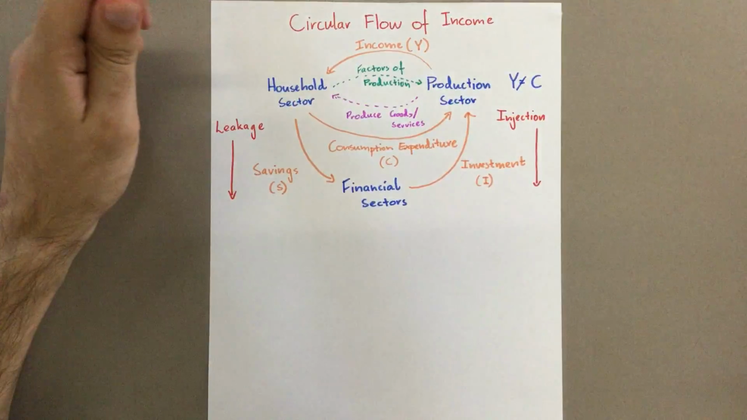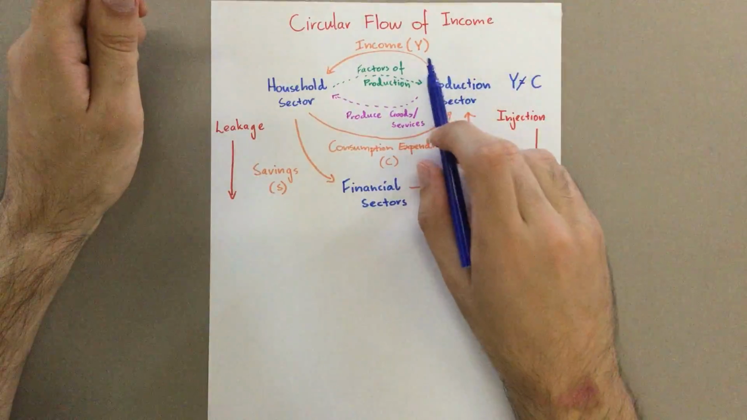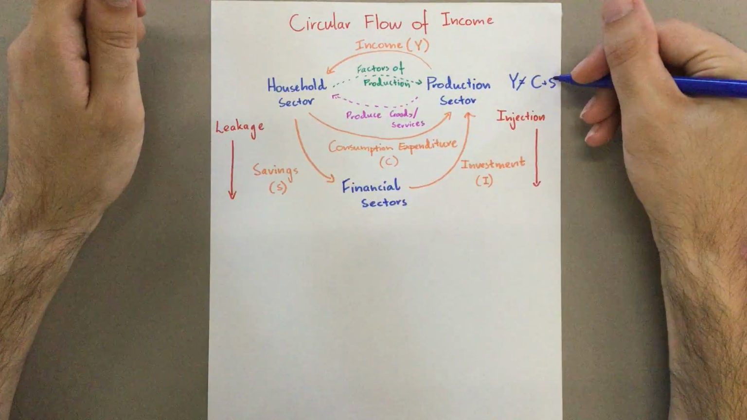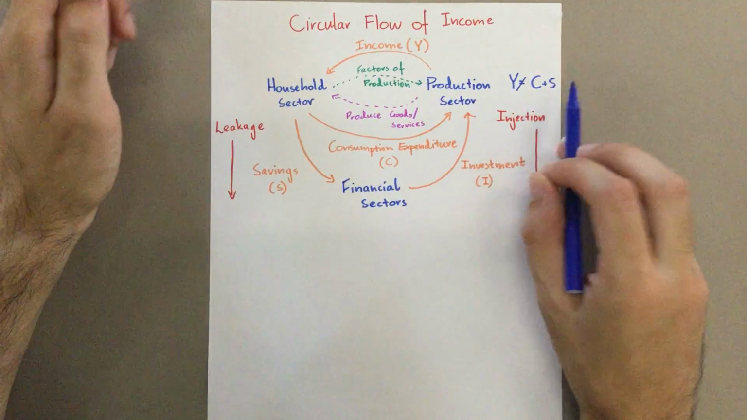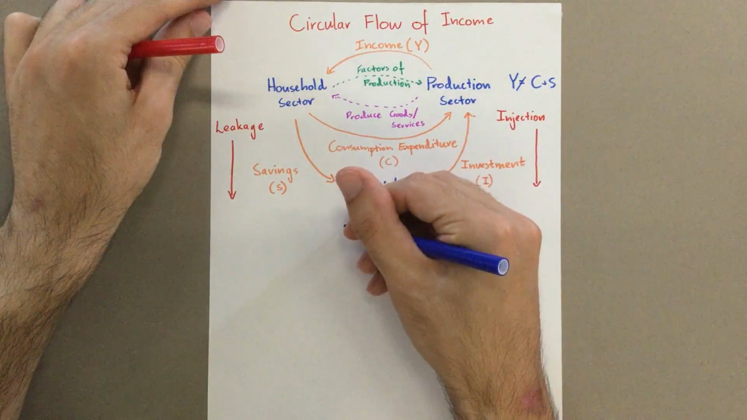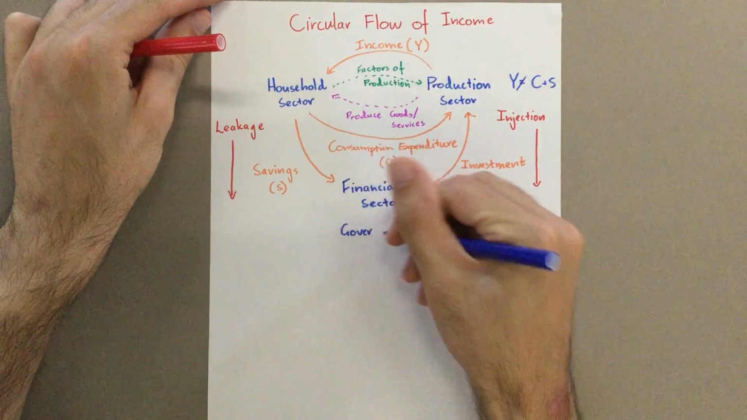So what do we have so far? We have our income is being consumed as well as saved. Okay. In reality, we can do more than just this with our income. We can also introduce what we call the government sector.